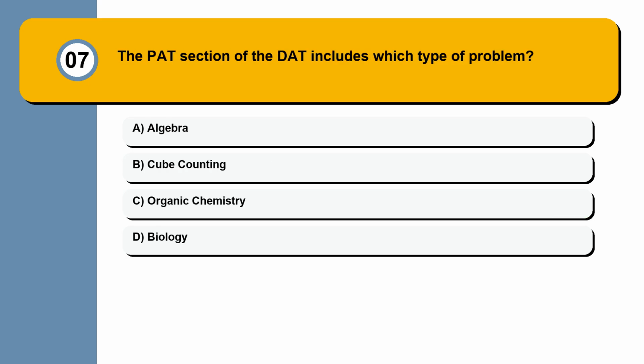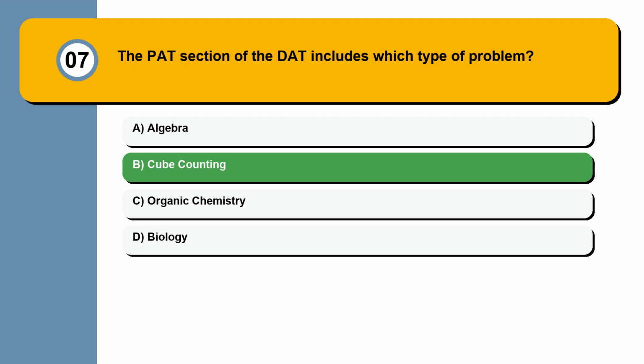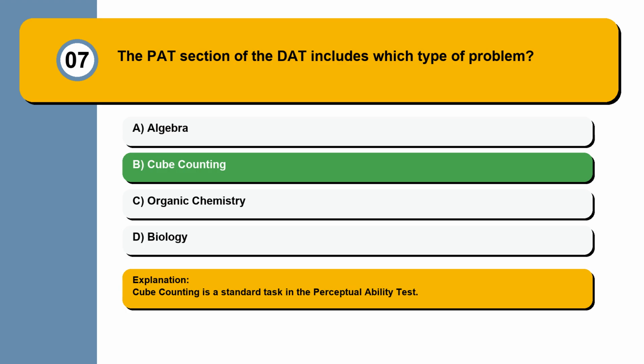Question 7. The PAT section of the DAT includes which type of problem? Algebra, cube counting, organic chemistry, biology. Cube counting is a standard task in the Perceptual Ability Test.